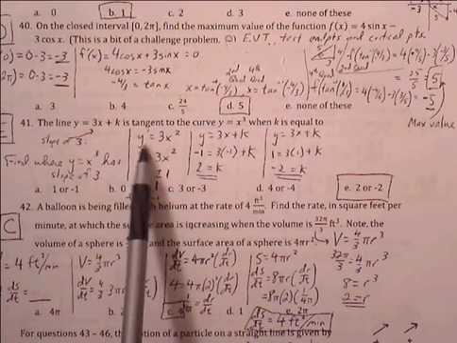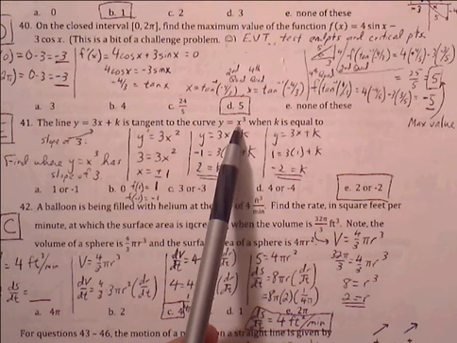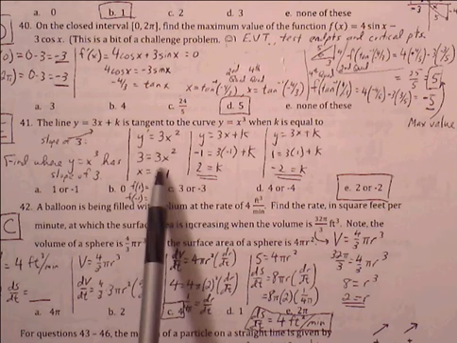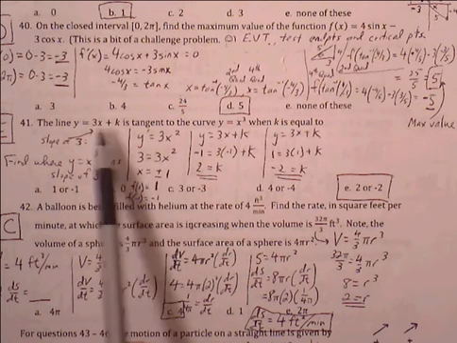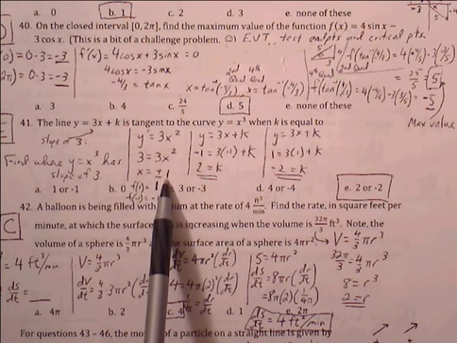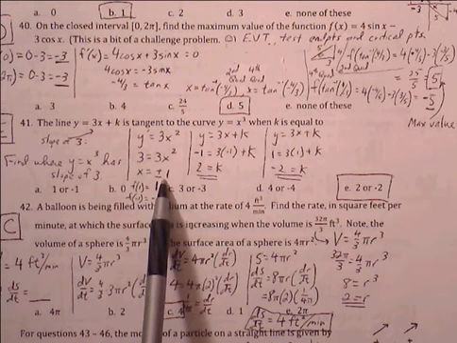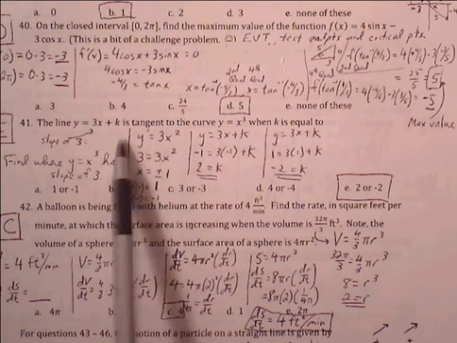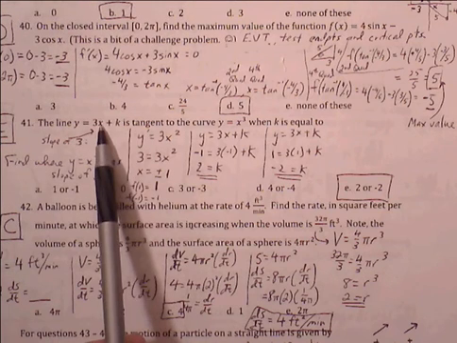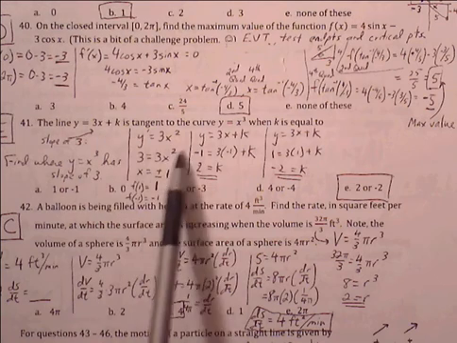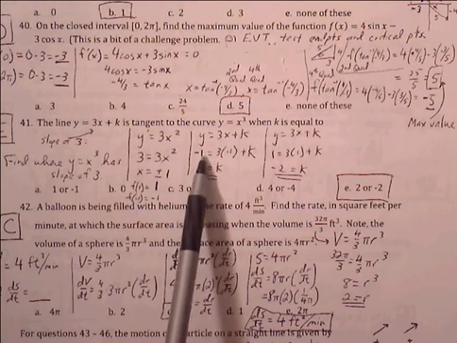So we're going to find the derivative and set the derivative equal to the slope of 3. So y prime is equal to 3x squared, and we're going to set the derivative equal to 3. And if we solve for x, we get x equals plus or minus 1. Okay, so x equals plus or minus 1, we can just plug 1 and negative 1 into the equation to solve for k.